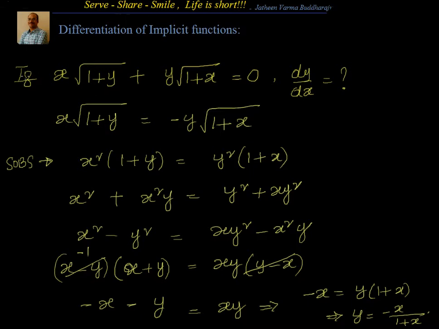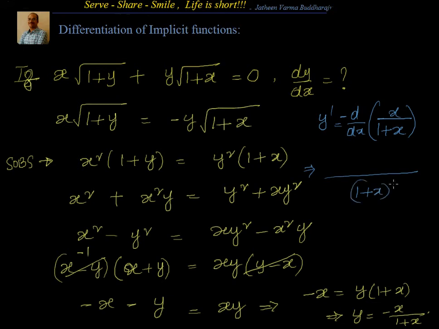So you can see that when you look at the function for the first time, it looks like an implicit function, but when you simplify, you get y equal to f of x, which is an explicit function. Now how to find its derivative is very simple. You want y dash, which is d by dx of minus x by 1 plus x. It is in the form of u by v, so I have to do v square, that is 1 plus x whole square.